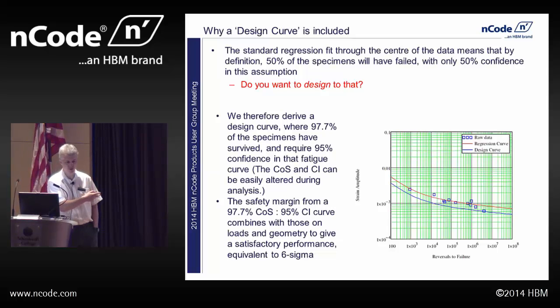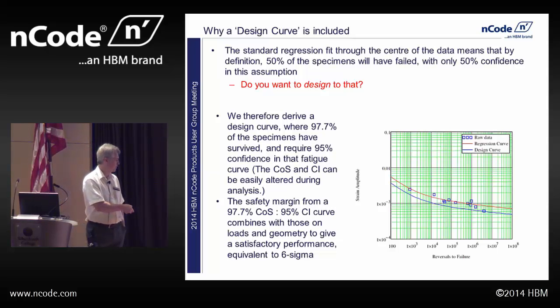We can generate whatever we need in terms of what the customer wants, but that's generally what we put in by default. And that, in combination with the variation in loads and geometry, gives you satisfactory performance equivalent to about 6 sigma.